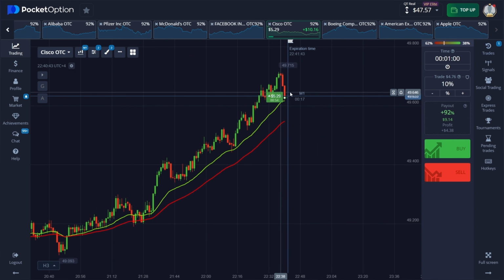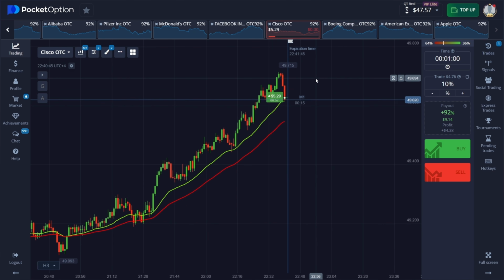This was a good trade due to the solid uptrend, as you can see from the past, with all the candles taking support from the moving average. I don't think this candle is taking support from the moving average either. Let's see if we can win this trade or not.